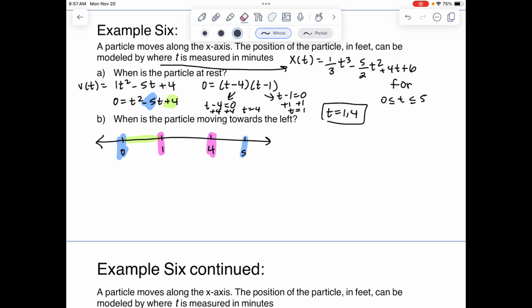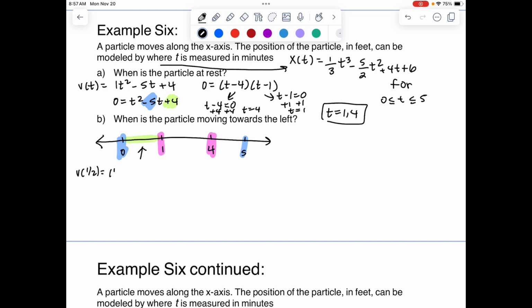And so I'm just going to choose a value. I'm going to start by choosing a value between 0 and 1 that I could plug in to see if the velocity is negative or positive. I'm going to choose the easiest number I can. In this case, there's not really an easy number, so I'm just going to plug in 1/2. And I'm just concerned about whether it's negative or positive.